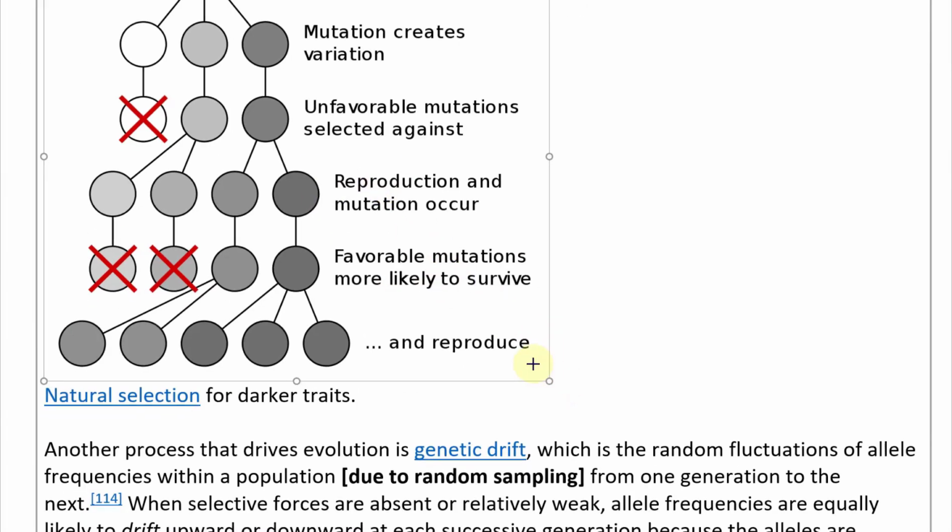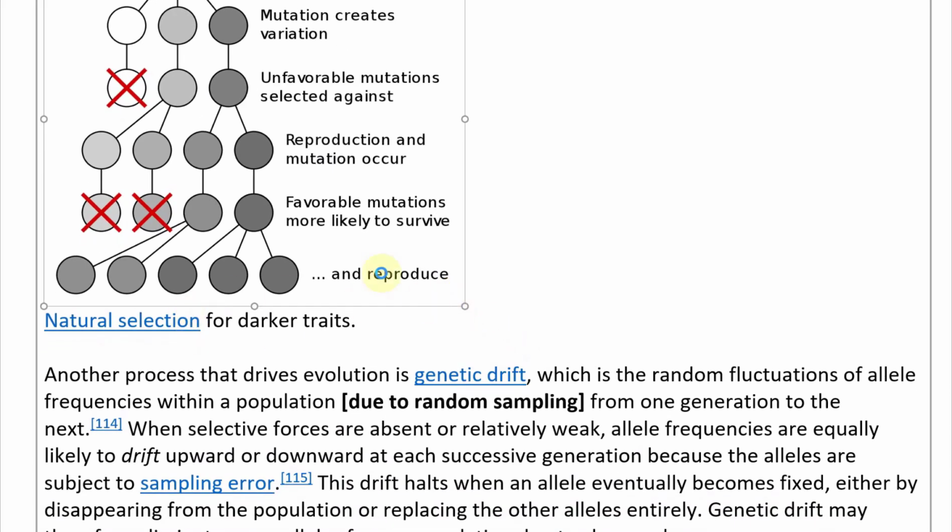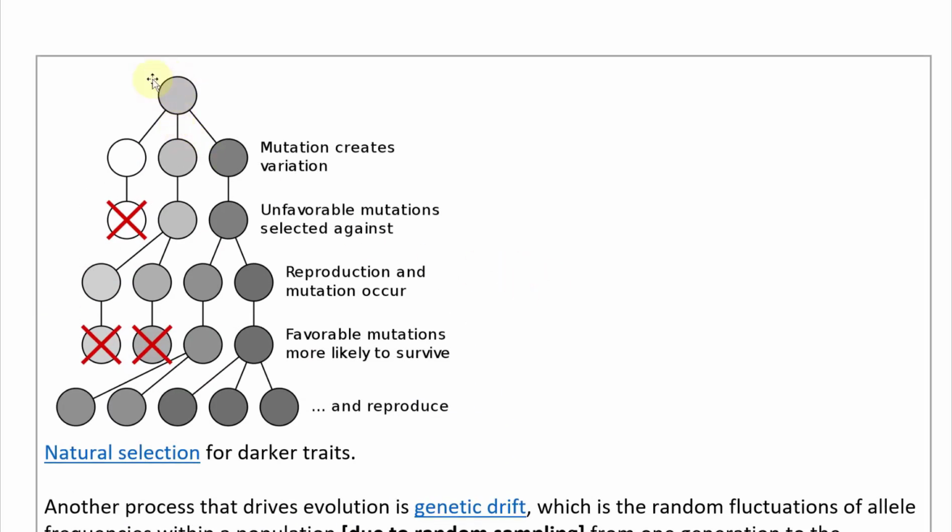Now here's an example, a diagram or illustration, of natural selection for darker traits. Let's say you have this setup right here. Mutation creates variation. We have a gene for types of darker traits or skin color. Let's say you have a semi-dark skin color, then a mutation creates a white skin color right here. Then you have this medium one and a dark one right here, and unfavored mutations are selected against. Let's say these white ones can't survive in the sun.